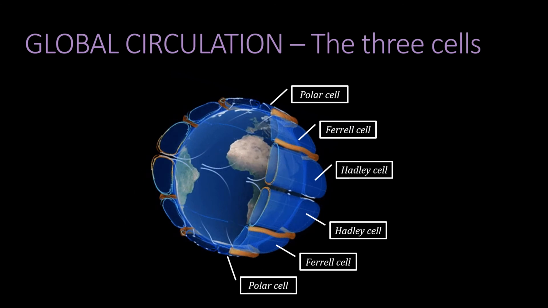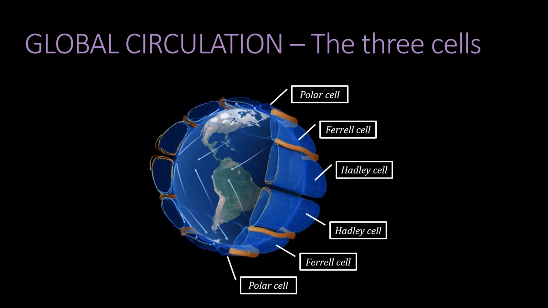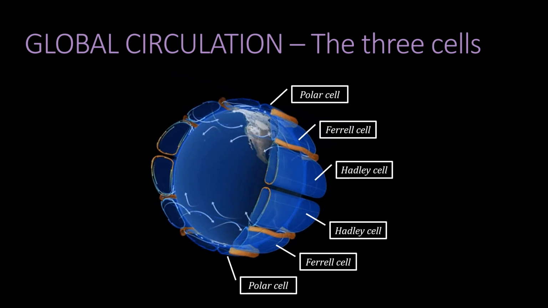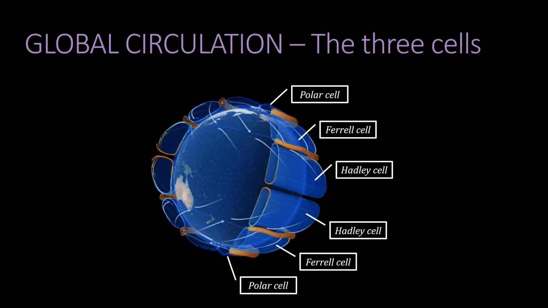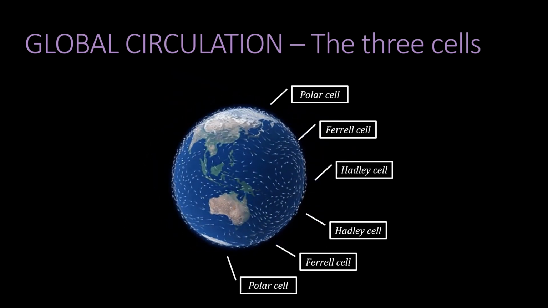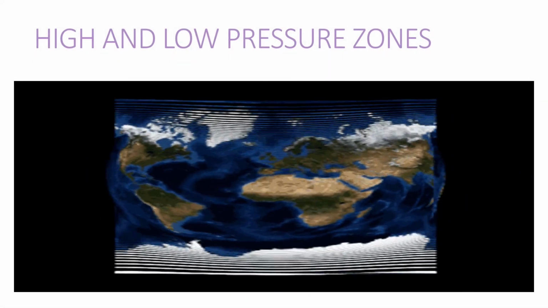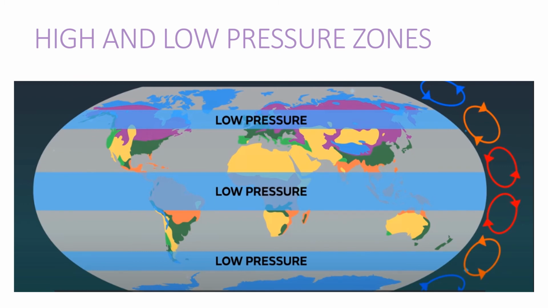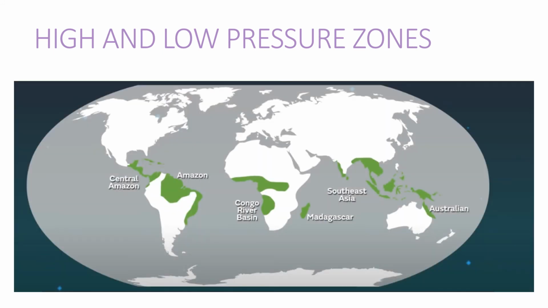These circulating cells not only transport heat from the equator to the poles, but also result in semi-permanent areas of high and low pressure. The rising and descending parts of the circulation cells give us the climatic zones. In the region where air is rising, an area of low pressure is created. So these areas see more rainfall. This is why the largest areas of rainforest are found near the equator.